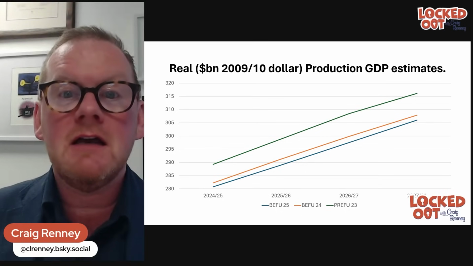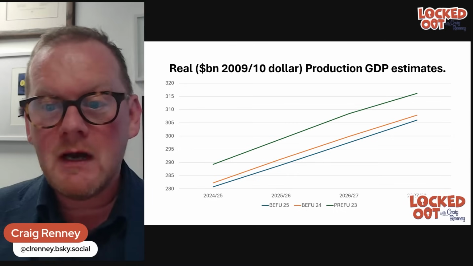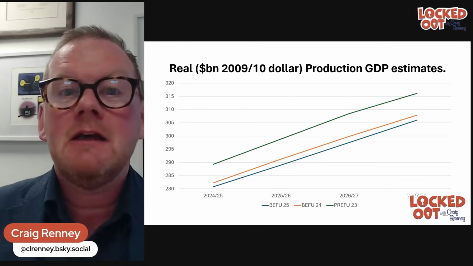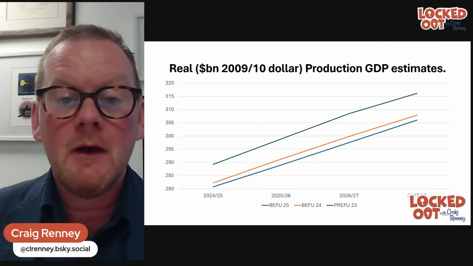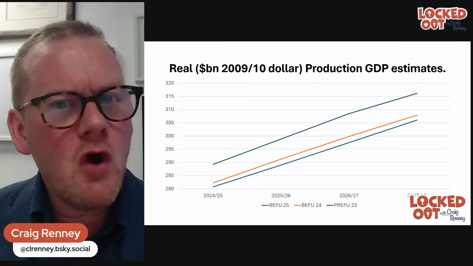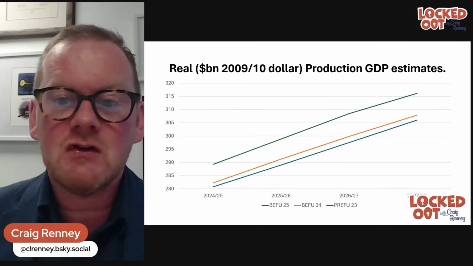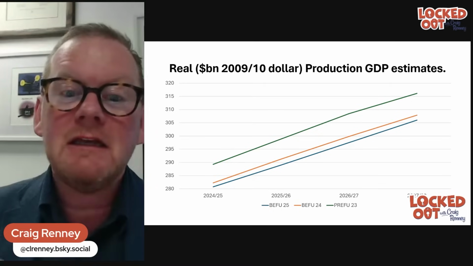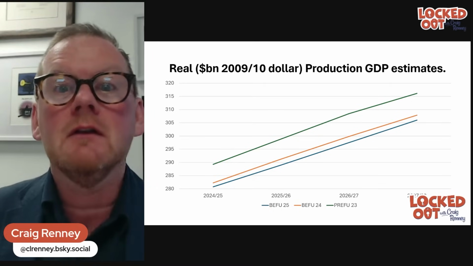And the cumulative size of the gap between what was being forecast at the election and at this budget is $39.5 billion. Now, for those experts following along at home, that's not nominal dollars. That's after adjustment for inflation, meaning each of those dollars being lost is real.